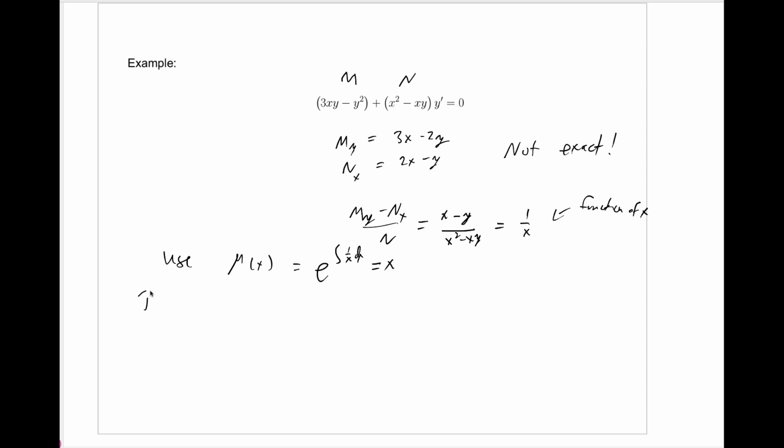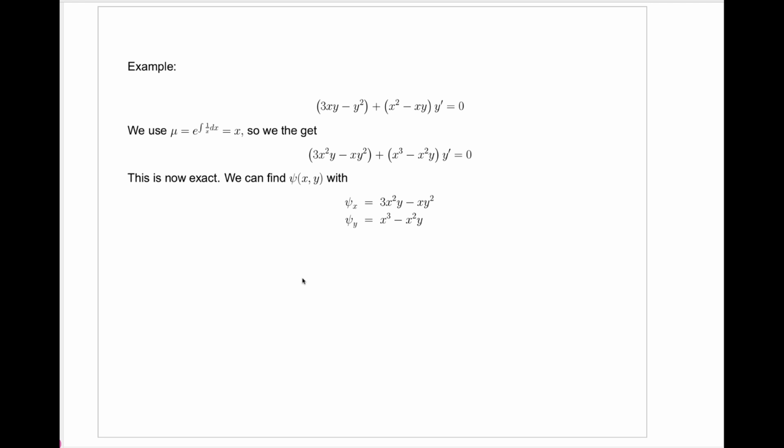Then the equation becomes this equation here when I multiply through by x. We'll get 3x squared y minus xy squared plus x cubed minus x squared y. This one is now exact. This is our new m and our new n. I'm reusing the same letters, but let's forget the old ones and just pretend this was the equation we had to start with.